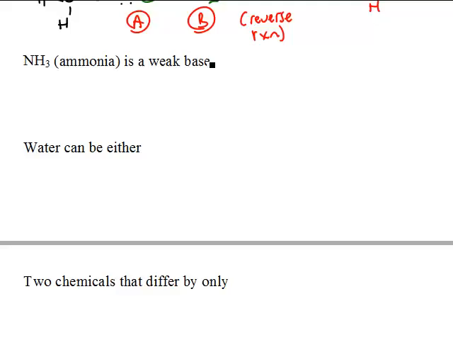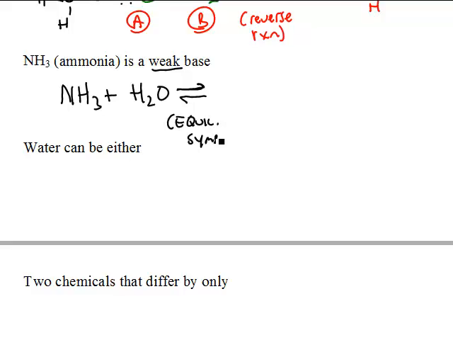Ammonia, NH3, is a weak base. So we can write the reaction of ammonia in water very similar to the way we reacted the acids. This is weak, so we know we're going to get forward reaction and reverse reaction. This is called an equilibrium symbol, which tells you the reaction is not complete. It will react less than 100%.